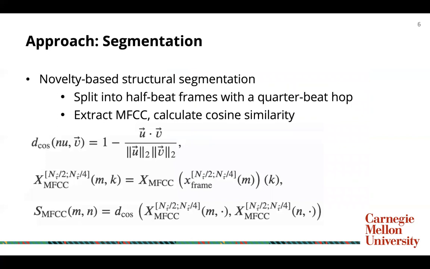For segmentation, we use the novelty-based structure segmentation method, which assumes the structure boundaries are accompanied by significant musical changes. We split the input audio into half-beat frames with a quarter-beat hop, extracting their mel-frequency cepstrum, then using cosine distance to calculate their similarity. The adjacent 2 frames with the least cosine similarity can be considered as the boundaries.